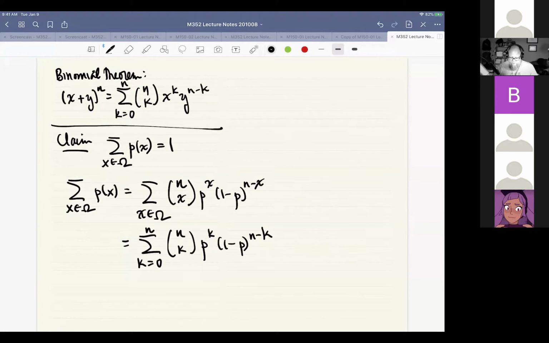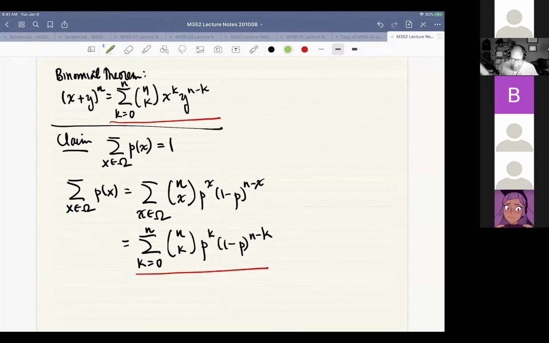And then I'm going to draw your attention to the binomial theorem. So look at this and look at that. Our summations are the same. We're going from 0 to n. So that's good. We've got choose notation here, exactly the same. The exponent on the x and the p, they coincide. And the exponent on the 1 minus p and the y, they coincide.